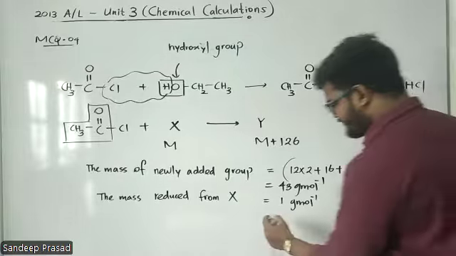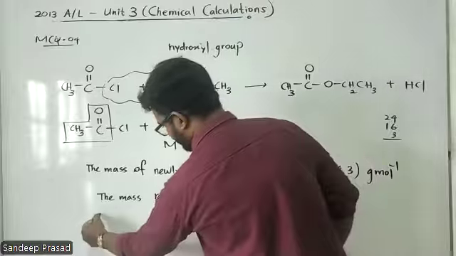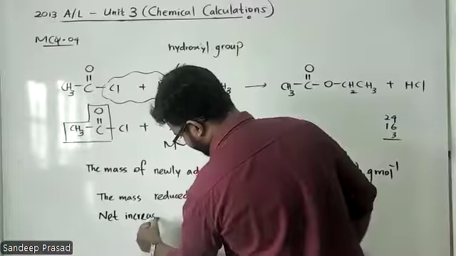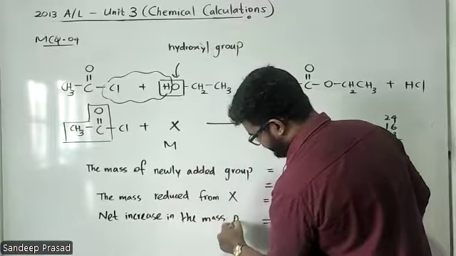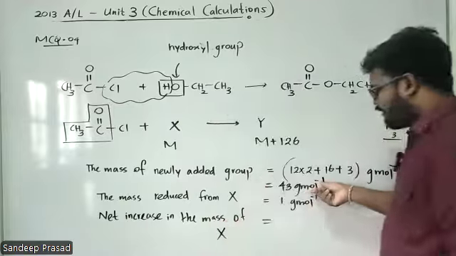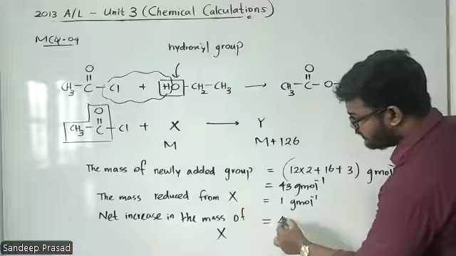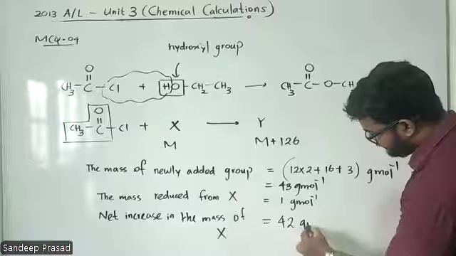Then tell me what is the net increment of the group, right? So I can tell that the net increase in the mass of capital X, 43 is added, 1 gram is removed.